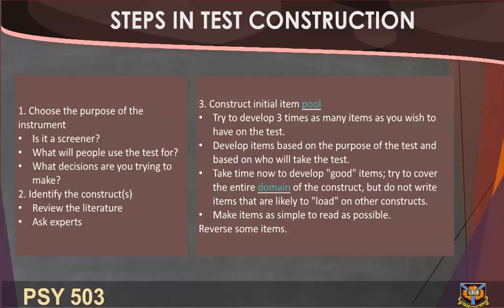Try to develop 3 times as many items as you wish to have on the test. Develop items based on the purpose of the test and based on who will take the test. Take time now to develop good items. Try to cover the entire domain of the construct, but do not write items that are likely to load on other constructs. Make items as simple to read as possible. Reverse some items.